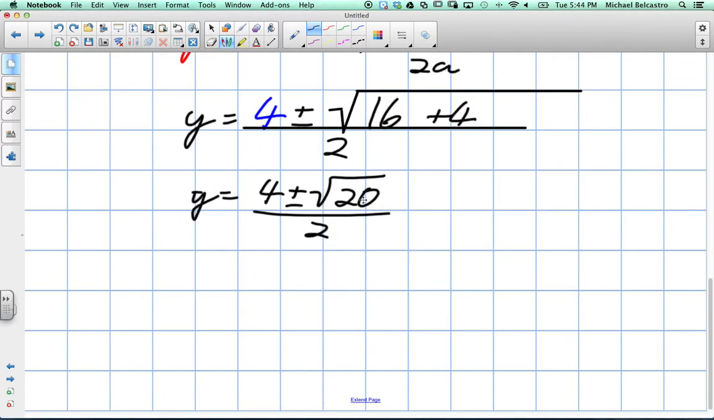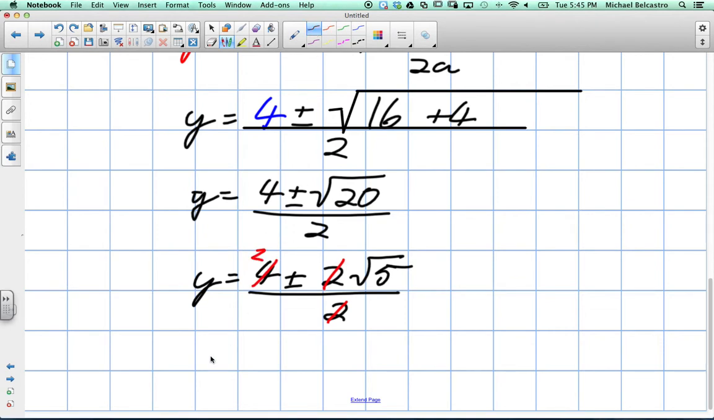We could turn this into root 4 times root 5, which would then allow us to simplify this. Have you done that with radicals before? Yeah. Okay, so we get y equals 4 plus or minus root 4, which is the value of 2, times root 5. And then this way, now I can eliminate the 2 from essentially both of them, and that becomes 2.